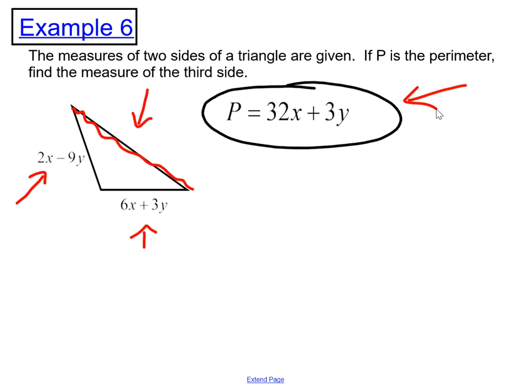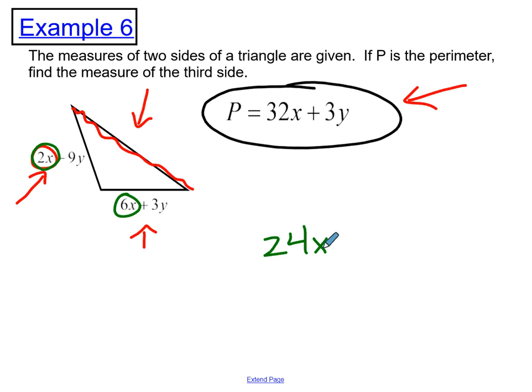So for my first one, I have 2x's, I have 2x's, I have 6x's. So I have 8x's, but I need to have 32x's. So 8x's plus what would have to be 32? And I can tell myself that that has to be 24x's to give me 32.